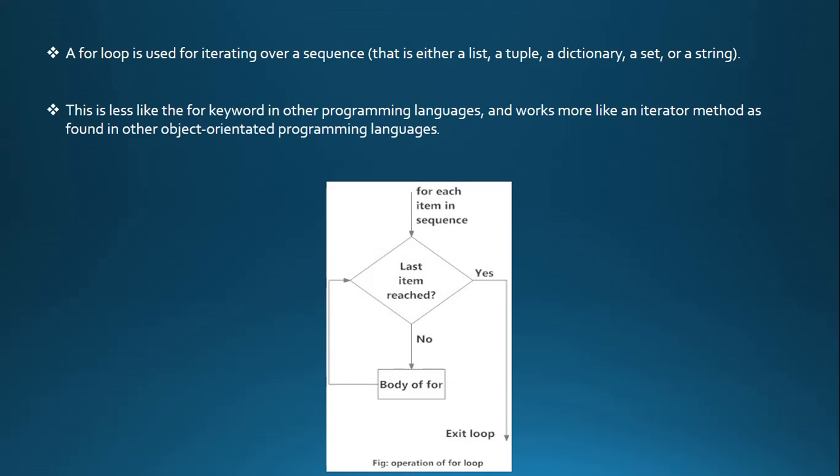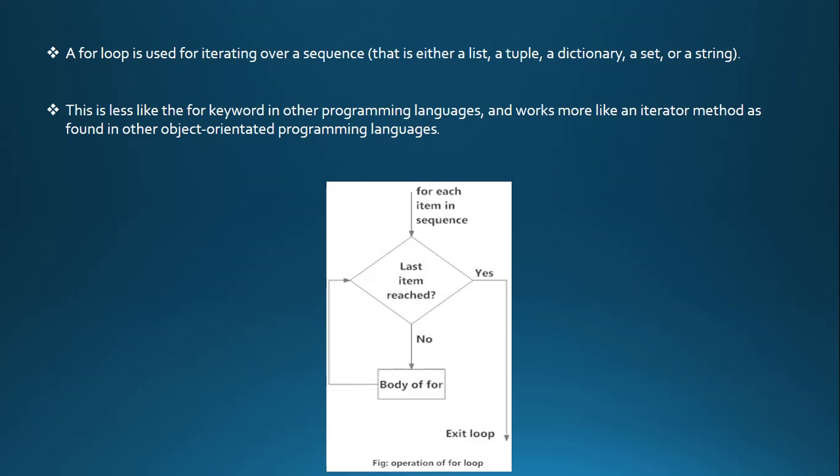A for loop is used for iterating over a sequence, that is either a list, tuple, dictionary, a set, or a string, or any other iterable object. So what is an iterable object? You can think of it as an object whose items are stored in a way that those items can be iterated.